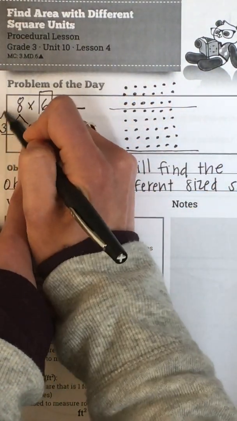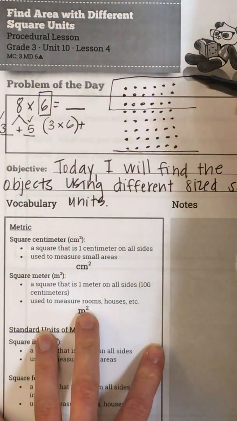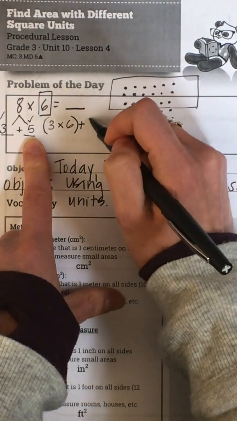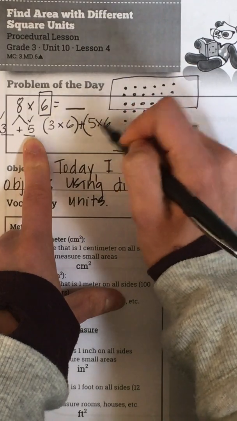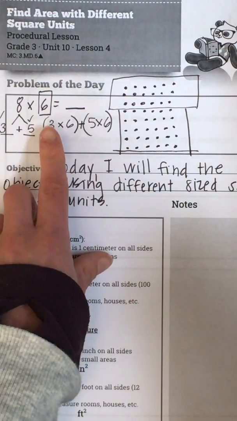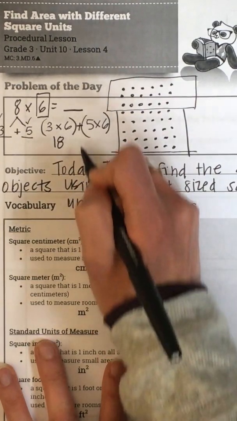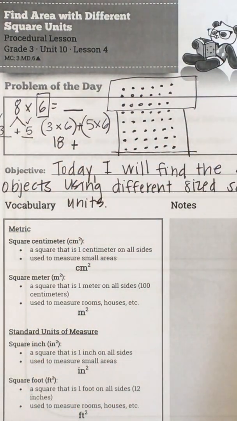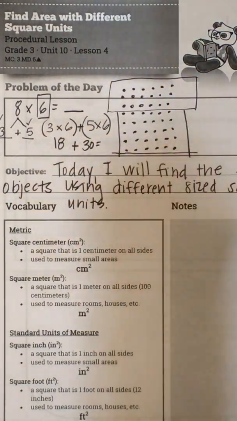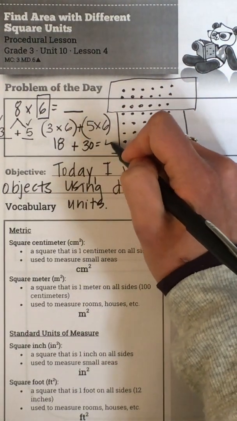Plus, so I did my 3. Let's go to our 5 because it's now 3 rows of 6, plus 5 rows of 6. Putting that in parentheses to show that those are 2 separate problems. 3 times 6, what is that? 18. Plus 5 times 6. Think about it, 30. And what does that equal? Think about it, 48.